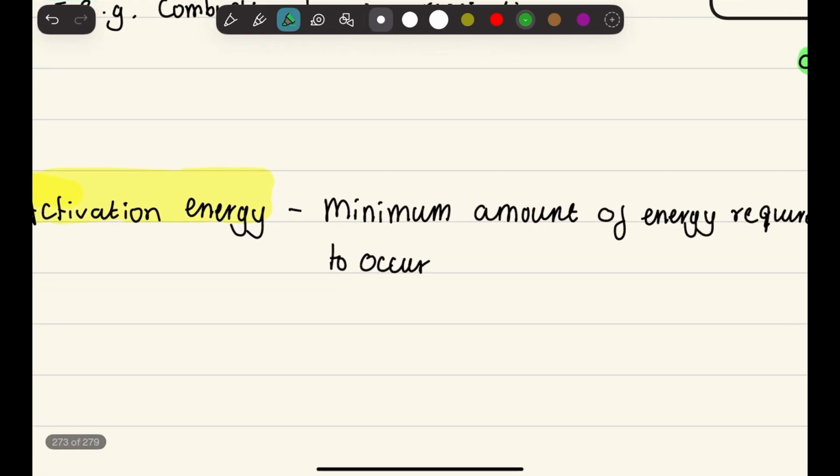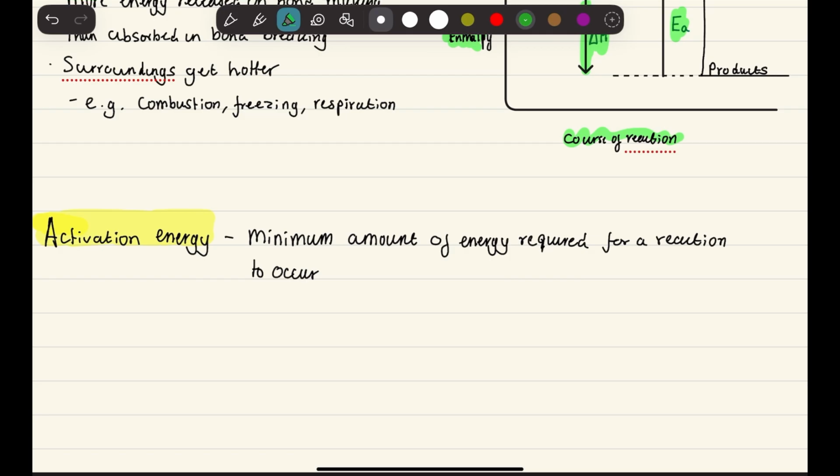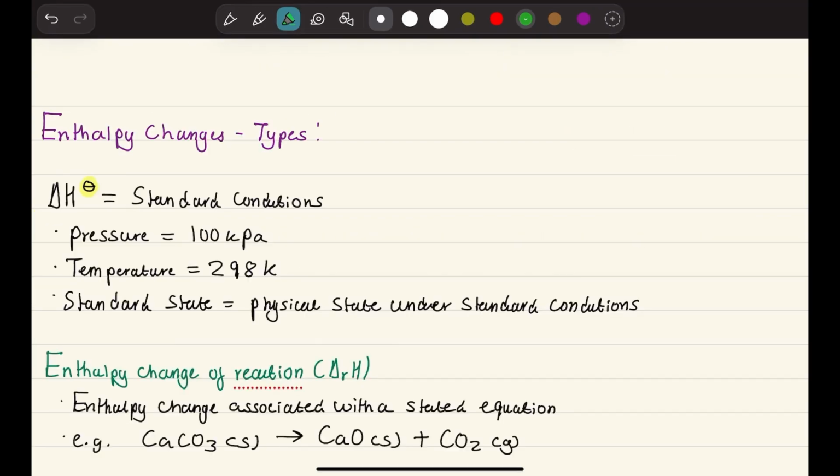Okay, so activation energy, haven't talked about it too much here. It becomes a bit more important later when we get to rates of reaction, but it's the minimum amount of energy required for a reaction to occur. Just lock that definition in for now. It will become a bit more important later in the spec. Okay, so we're going to build layers to this, yeah? So now we need to talk about types of enthalpy changes.